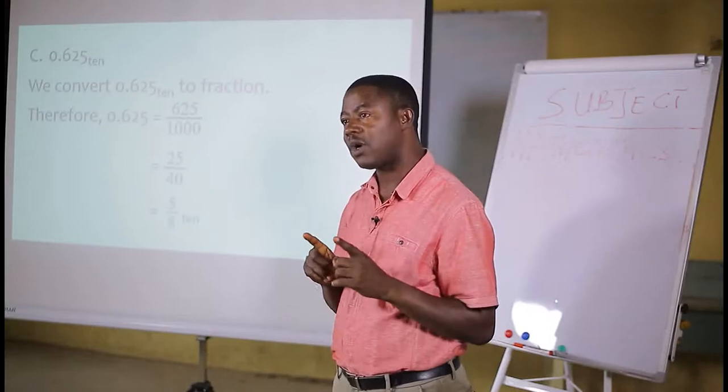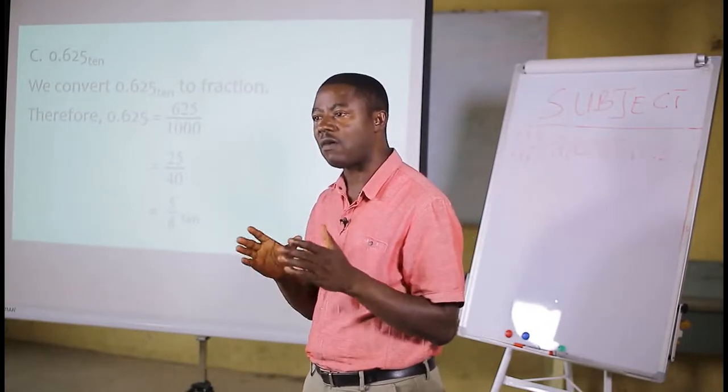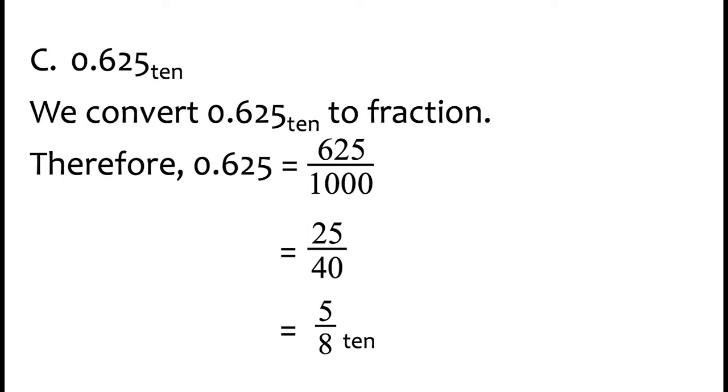Now, in this case, 0.625, there are 3 digits after the point. So if we are converting it to a fraction, we'll be having 625 over 1,000. When we reduce it by the common factor, HCF, you have 25 over 40. There is still a common factor. 25 over 40 is equivalent to 5 over 8 because 25 divided by 5 is 5, while 40 divided by 5 is 8. So 0.625, fractionally, is equivalent to 5 over 8 base 10.